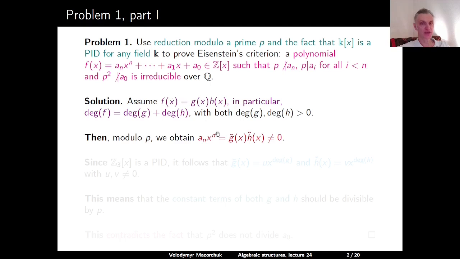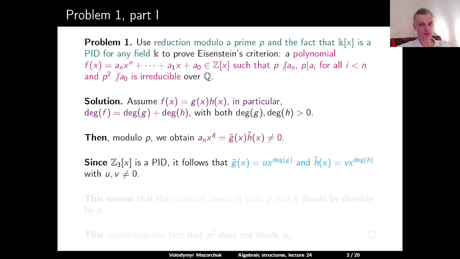So the reduction of the left-hand side will be just a_n times x to the power n, because of our assumptions that p divides all the coefficients of our polynomial f(x) except for a_n. And then the polynomial g will have some reduction g tilde, and h will have some reduction h tilde. Since the ring of all polynomials in one variable over the field Z_p, with p elements, is a principal ideal domain, we have in particular a unique decomposition of each element into a product of irreducibles.